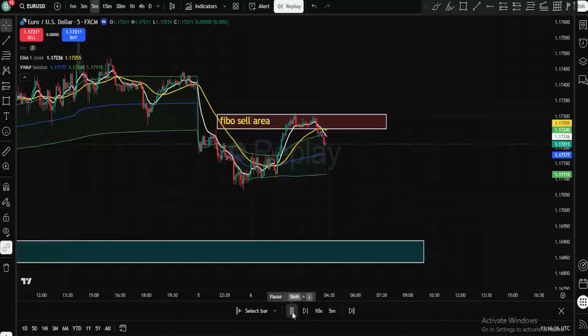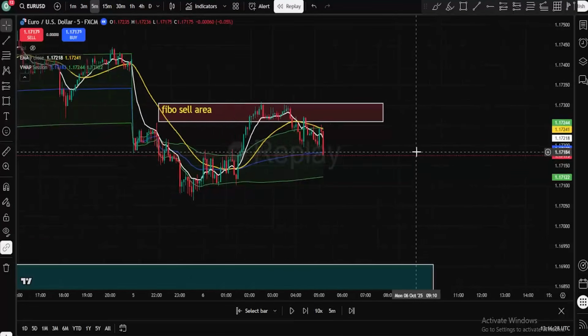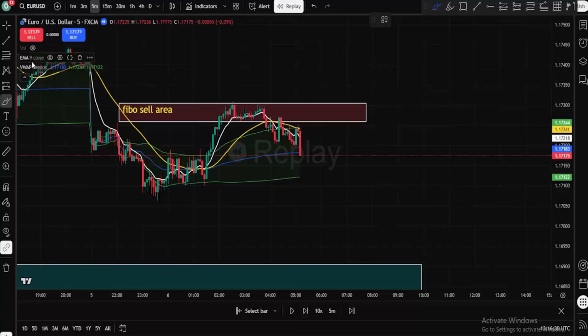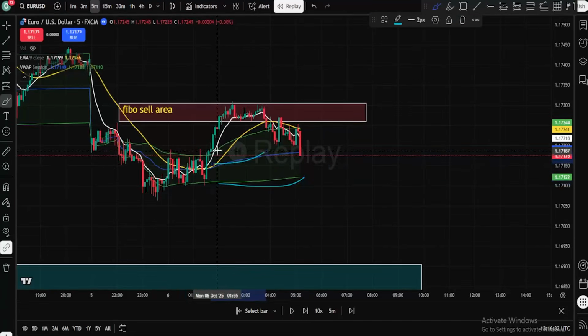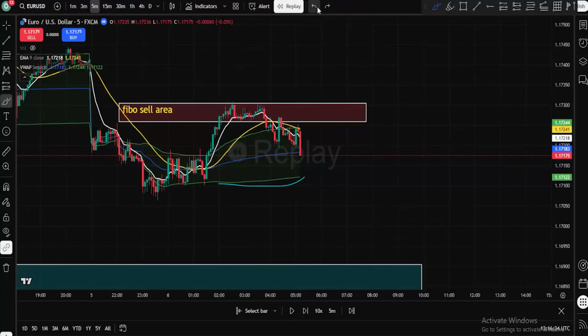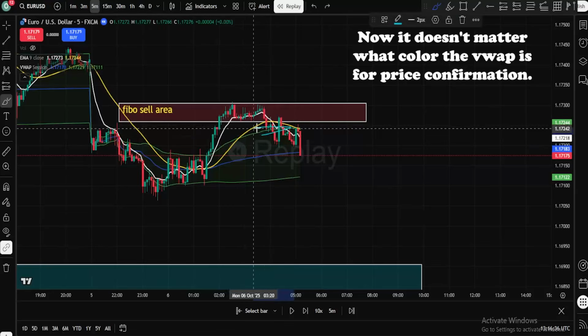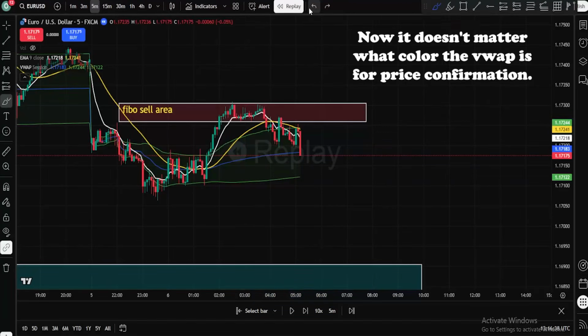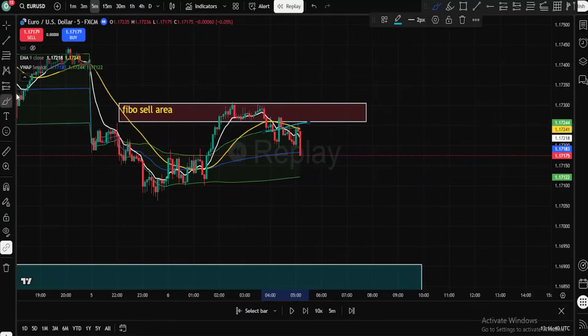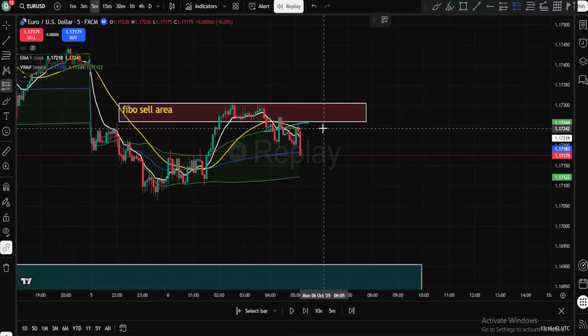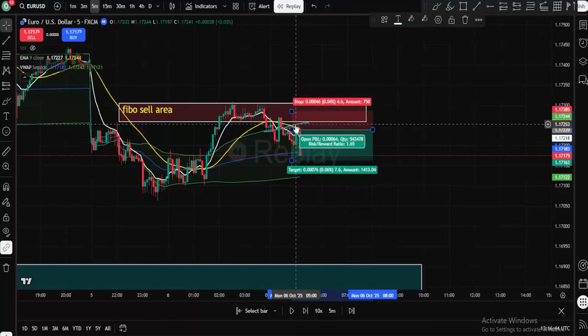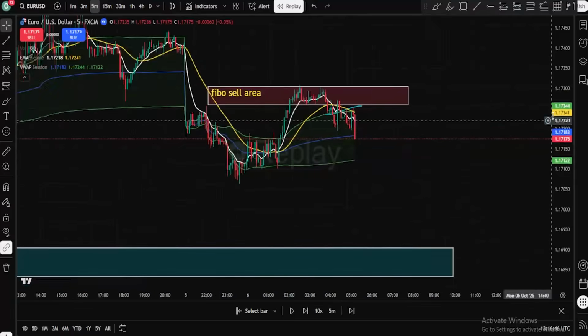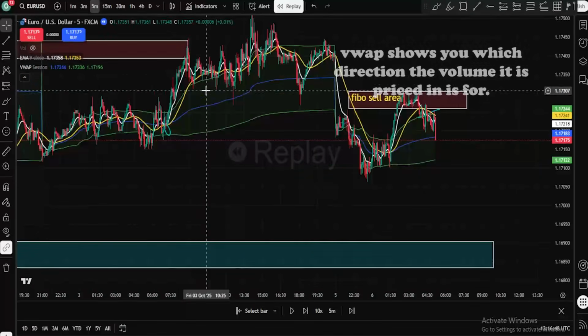When you put the two together, something magical happens. You can tell when the market is really moving and when it's just noise. Now, VWAP, that famous purple or orange line, is like a compass for professional traders. VWAP shows where most of the trading volume is, where the big buyers and sellers are playing.